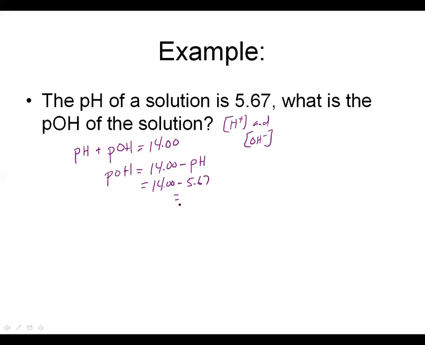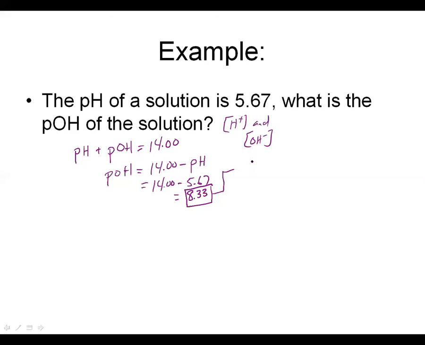So that's going to be 14 minus 5.67 gets us 8.33 as our pOH. And again, you do have a variety of ways you could get there, but I'm going to start here since I have the pOH.